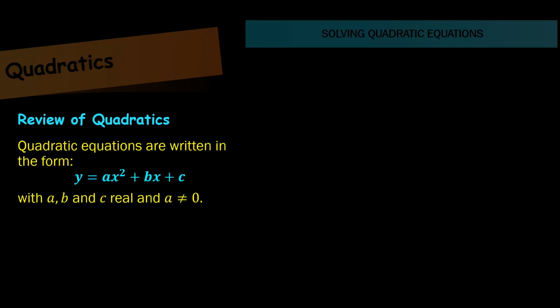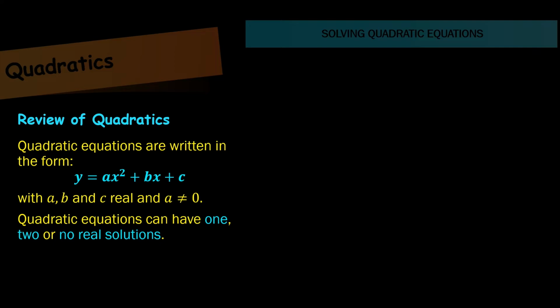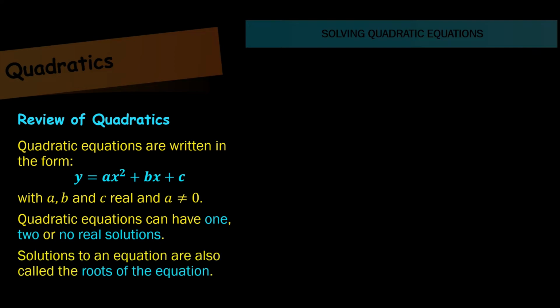Quadratic equations are written in the form y equals ax squared plus bx plus c, with a, b and c real numbers and a not equal to 0. Quadratic equations can have 1, 2 or no real solutions. The solutions to an equation are also called the roots of the equation.